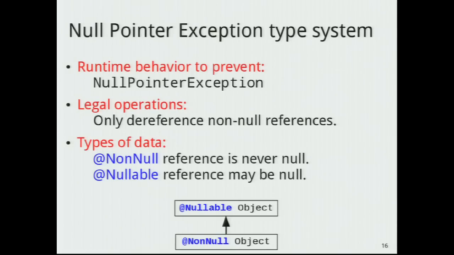And then we can divide all the data in your program into 2 types. There are non-null references that are guaranteed not to be null, and there are nullable references that might be null or might not be null. We're not sure. And those 2 are related in a type hierarchy, which is exactly like the standard object-oriented type hierarchy that Java already uses. Like a string is a subtype of object. Similarly, non-null object is a subtype of nullable object. And then with that, the type checking just works in exactly the way you're accustomed to.